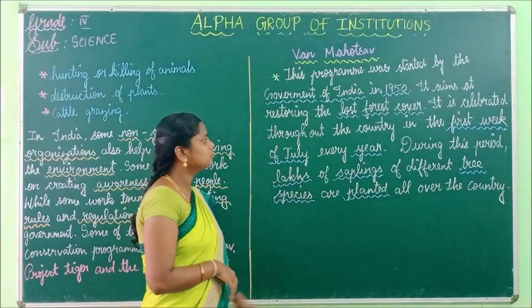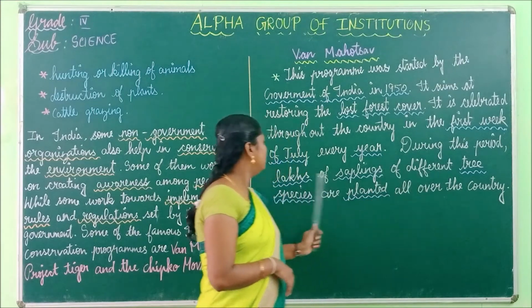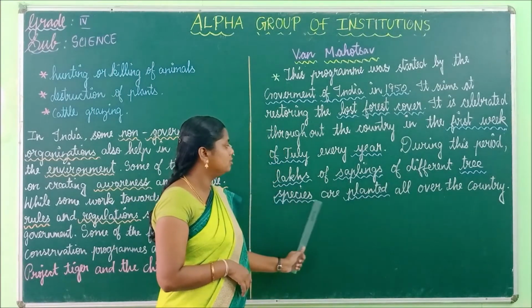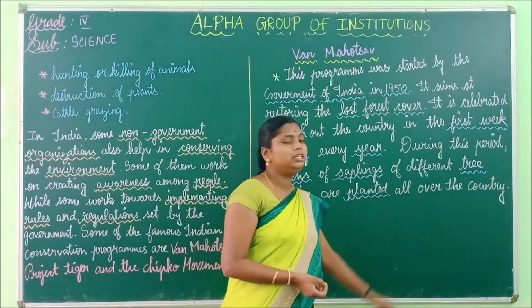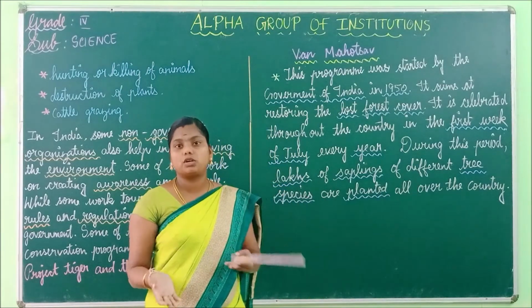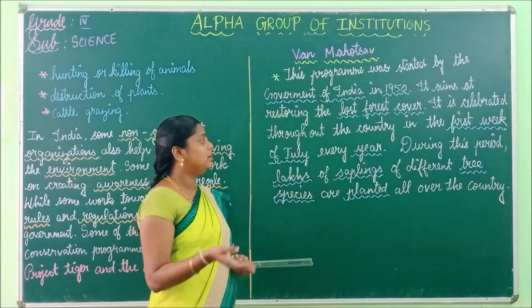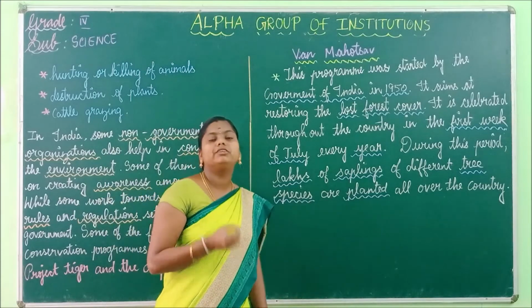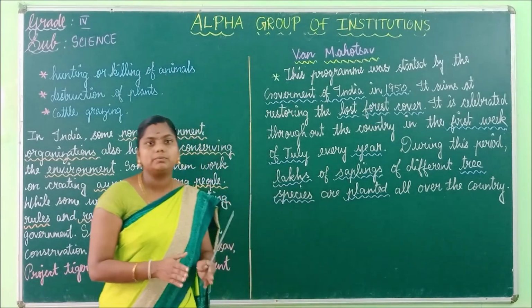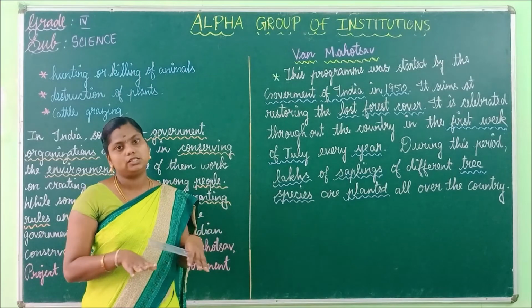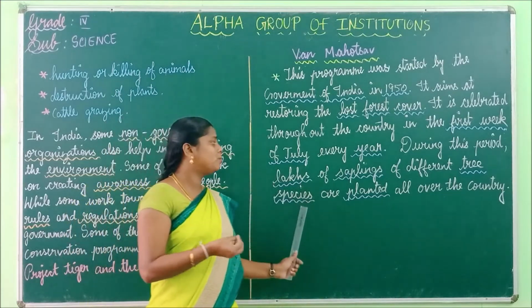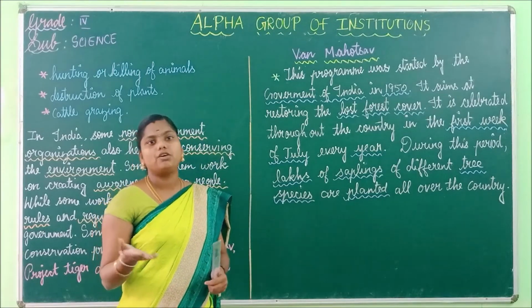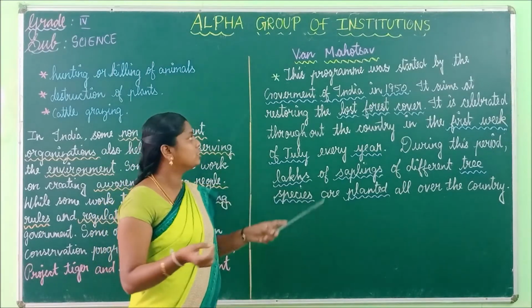Is it clear, children? During this period, lakhs of saplings of different tree species are planted all over the country. So when this program is conducted, what is happening there? Lakhs of saplings of different tree species, not only a particular species. There are so many kinds of plants. They are planting so many kinds of plants all over the country for reforestation.